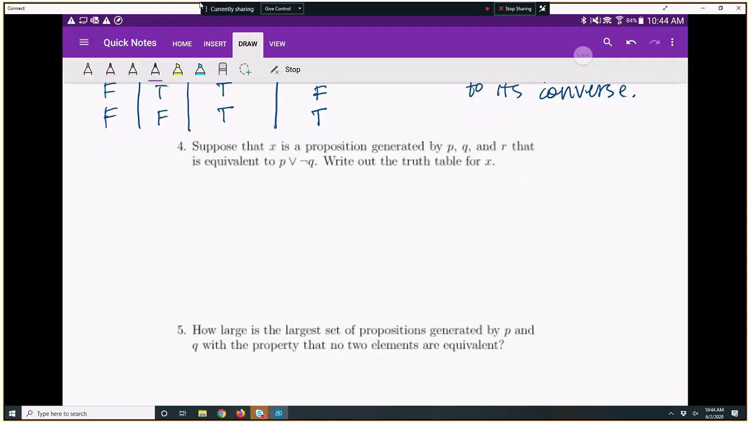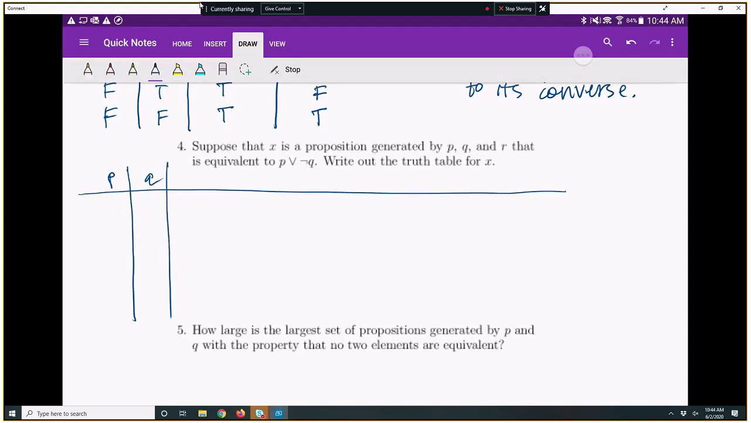Now, suppose that X is a proposition generated by P, Q, and R that is equivalent to P or not Q. Write out the truth table for X. So because X is going to be generated by P, Q, and R, I know I'm going to start a truth table with 3 propositions, so I'll have 8 rows, P, Q, R, and as always, we'll do true, true, true, true, false, false, false, false for P, then true, true, false, false, true, true, false, false for Q, and true, false, true, false, true, false, true, false for R.